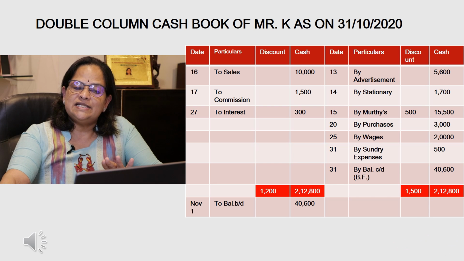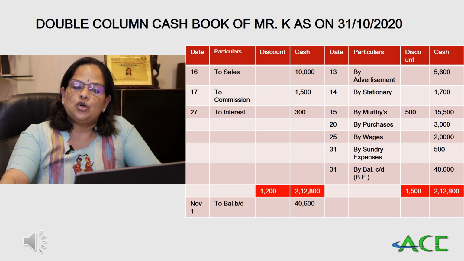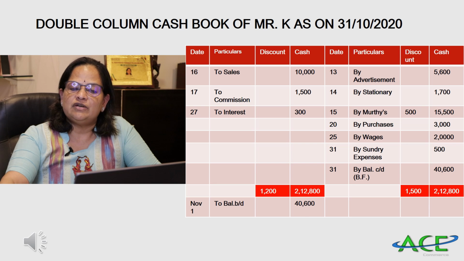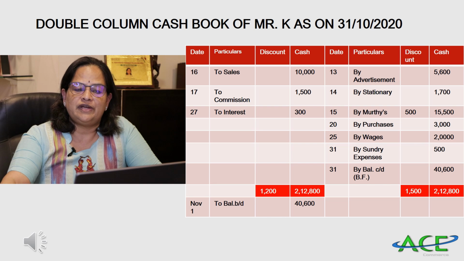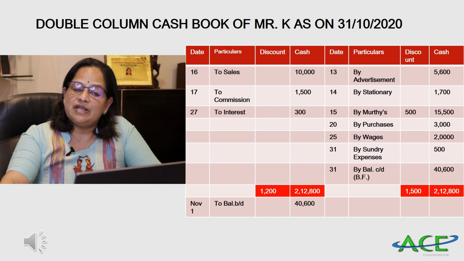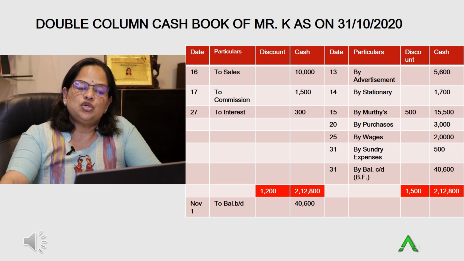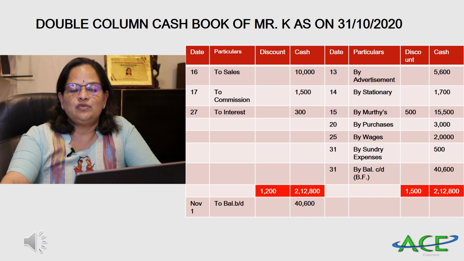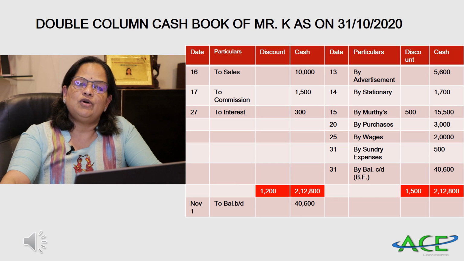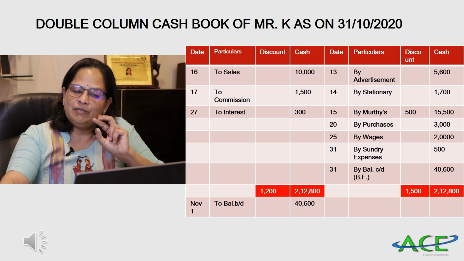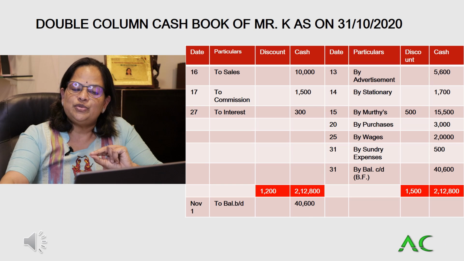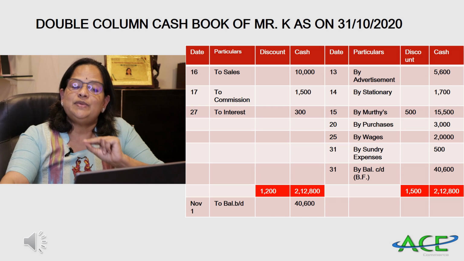October 16th, cash sales is there 10,000. October 13th, advertising expenses paid 5,600. Then October 17th, commission received 1,500. October 14th, stationery purchased 1,700. October 27th, interest received 300. So, we will write it in the cash column. October 15th, by Murthy's account, 20,000 was the amount. He accepted 15,500 and 500 was the discount. October 20th, purchases made 3,000. October 25th, wages 2,000. And October 31st, sundry expenses 500.